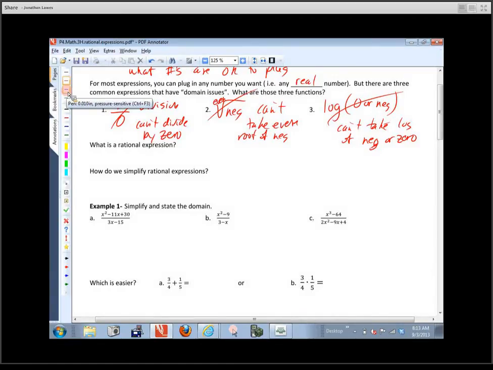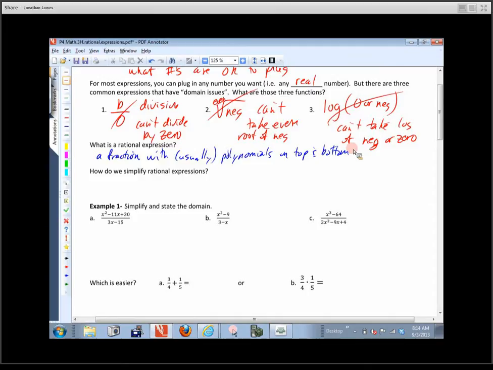It's a fraction. Thank you, Tony. Okay, it's a fraction. We could maybe add a little bit to that. It's a fraction with, and I'll say usually, what does it have on the top and bottom? Sometimes it has integers, okay? Usually has polynomials on top and bottom. Usually, not always.